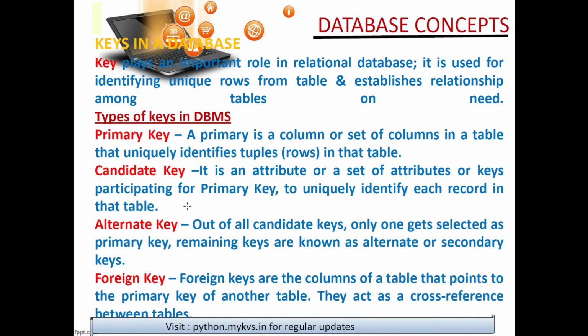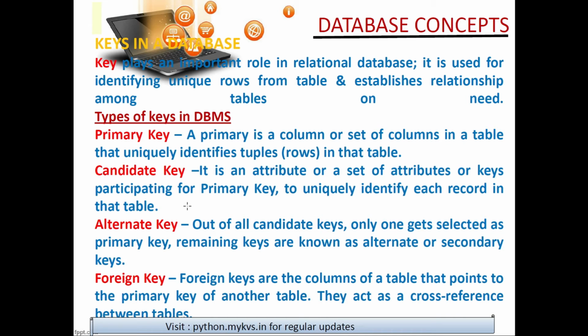So, keys in a database. There are four types of keys. I had spoken about the primary key already. Keys play an important role in a relational database. They are used for identifying unique rows from a table and establishing relationships among tables. So a key has a particular property, and accordingly it works.